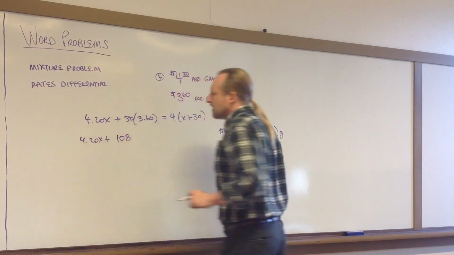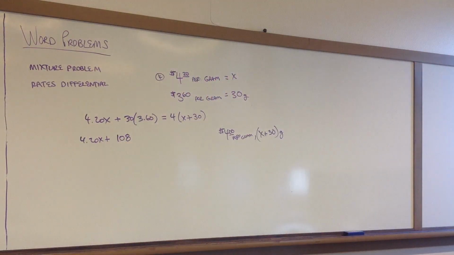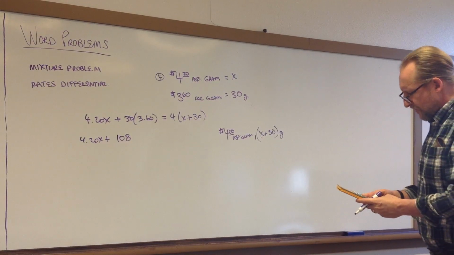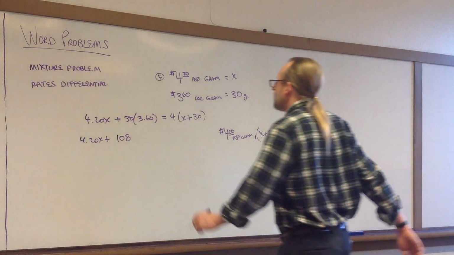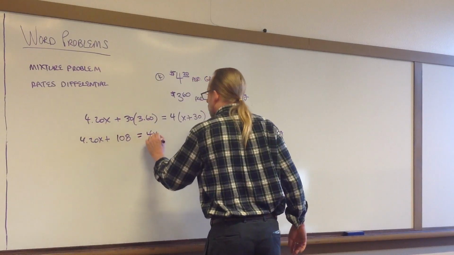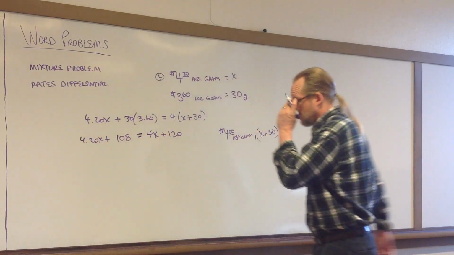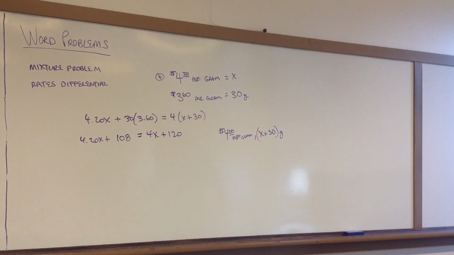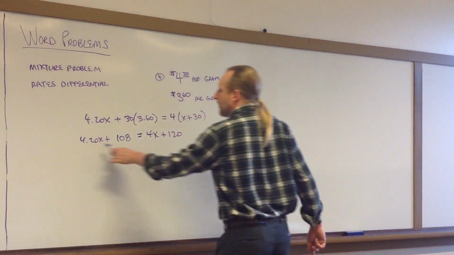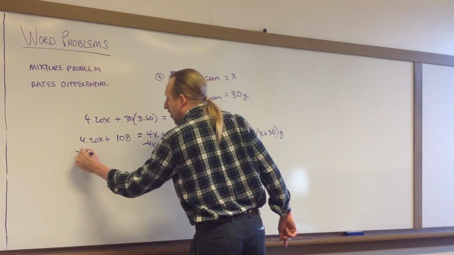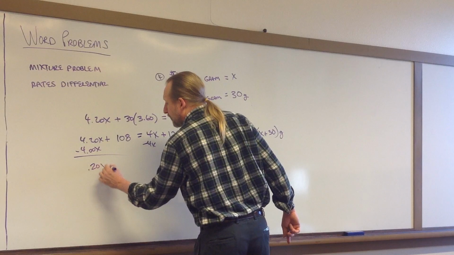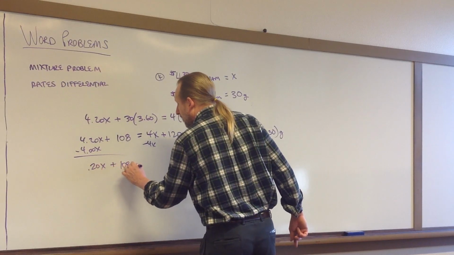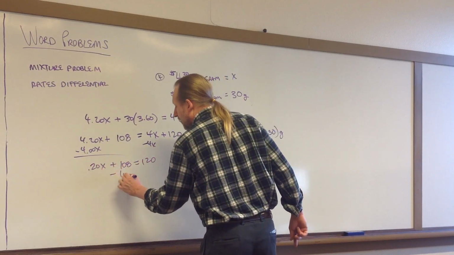So now that we know that, we've got 4.20x, and 30 times 3.6, let's see, that would be $10.80, so 30 times 3.6 is 108. Over here, we've got 4x plus 120. So I'm going to subtract the 4x over here, so we come out of this with 0.20x plus 108 is 120.